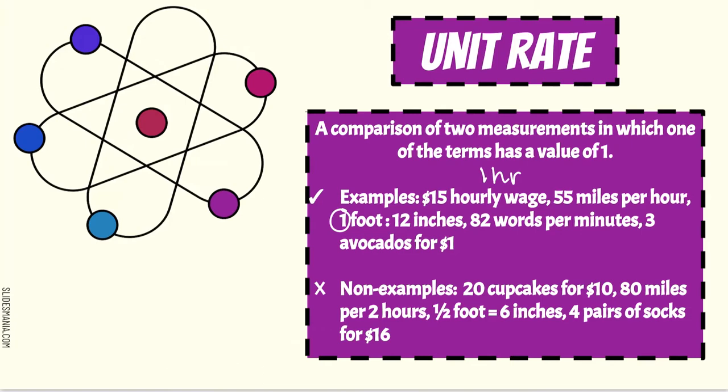Some non-examples, or something that is not a unit rate, is 20 cupcakes for $10. Neither of the values in that comparison or that ratio is 1. 80 miles per 2 hours, again, does not have 1 in the comparison. 1/2 of a foot is equal to 6 inches. While this is still the same ratio, or an equivalent ratio to our 1 foot and 12 inches, since 1 is not a part of that comparison, it is not a unit rate. And then lastly, 4 pairs of socks for $16, again, does not have 1.